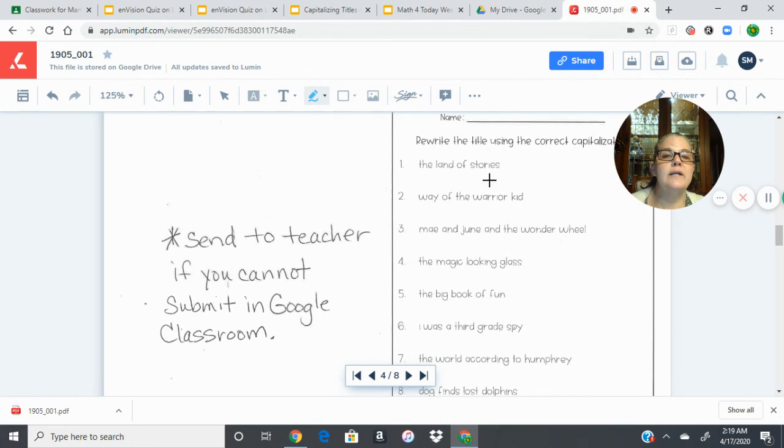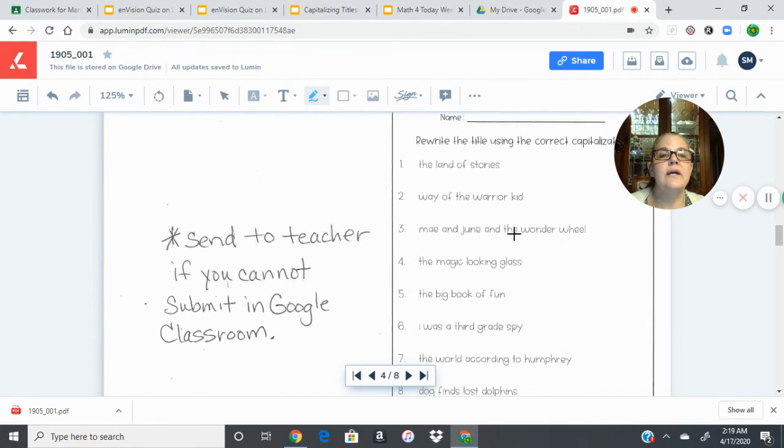So you would write right underneath this problem. Number 2, Way of the Warrior Kid. How would we write that title correctly? So remember, not every word is capitalized. And then also remember, not just one word is capitalized. There are many words that are capitalized in a title.